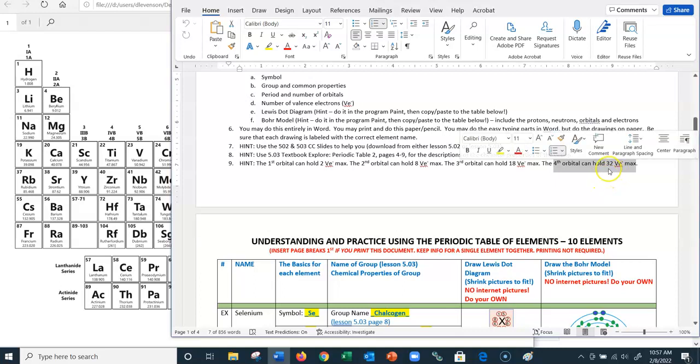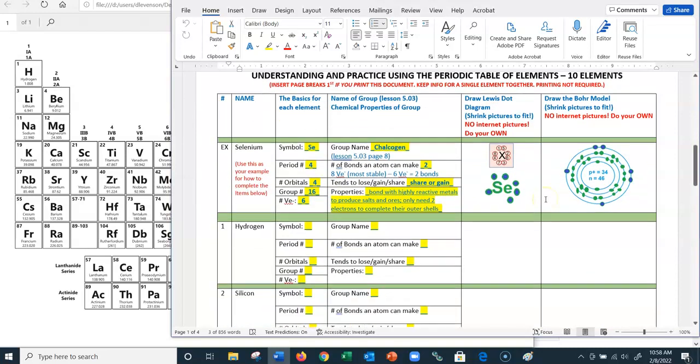If you get to three orbitals or four orbitals, where you've got 18 or 32, not all of those are actually considered valence electrons, even if they're in the outside orbital. Make sure you get your number of valence electrons the way we learned in class.